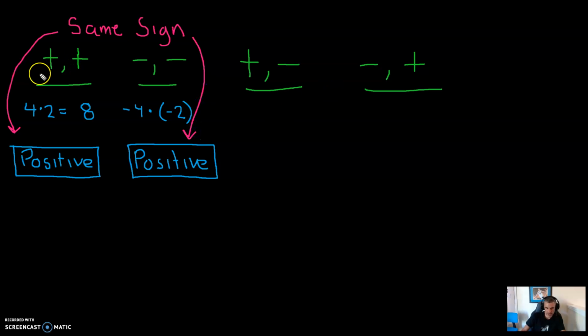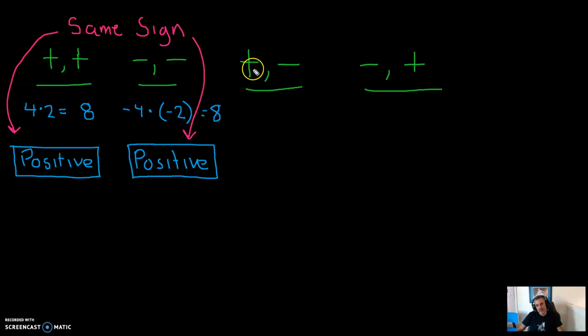So is it a positive times a positive, or a positive divided by a positive? Or is it a negative times a negative, or a negative divided by a negative? Either way, we're going to get a positive answer. So again, negative 4 times negative 2 is also positive 8.